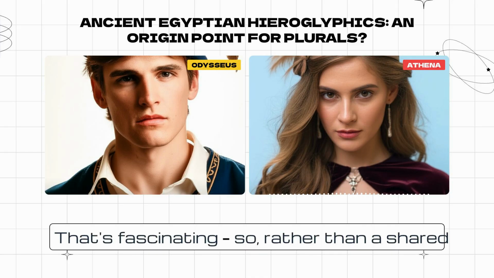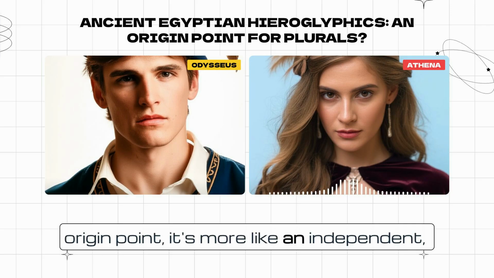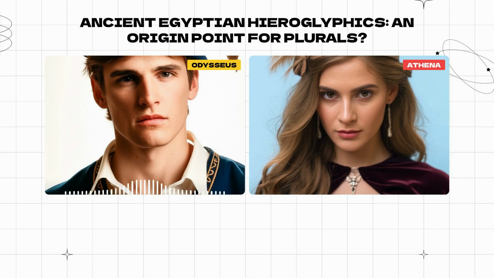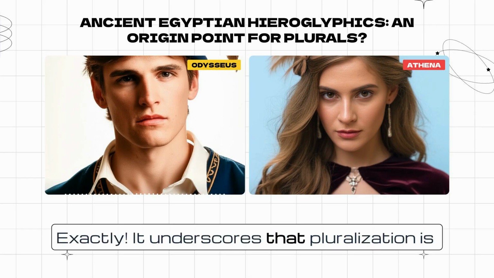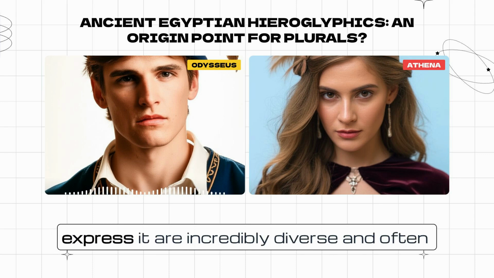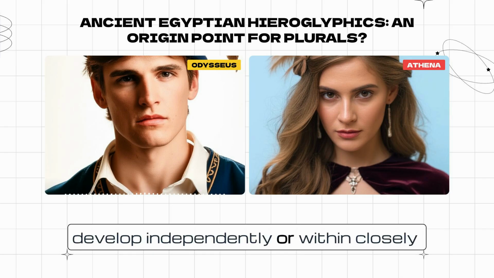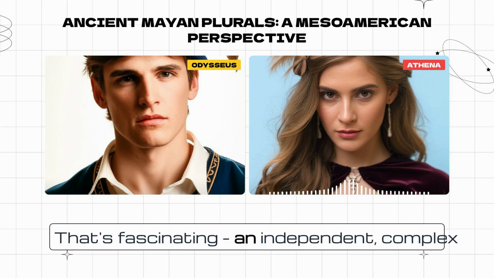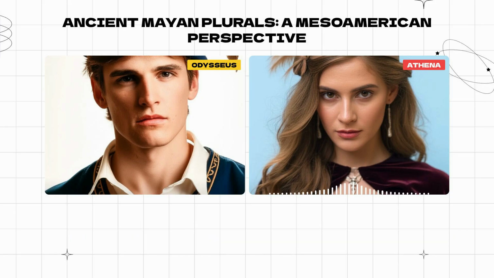That's fascinating. So rather than a shared origin point, it's more like an independent, equally complex evolution of number marking within its own language family. Exactly. It underscores that pluralization is a universal concept, but the methods to express it are incredibly diverse and often develop independently or within closely related language groups. That's fascinating, an independent, complex evolution.